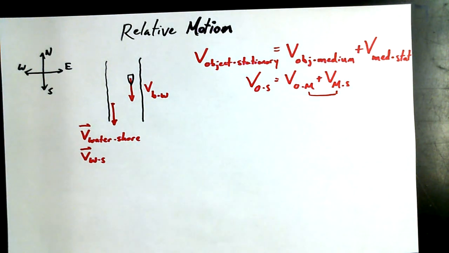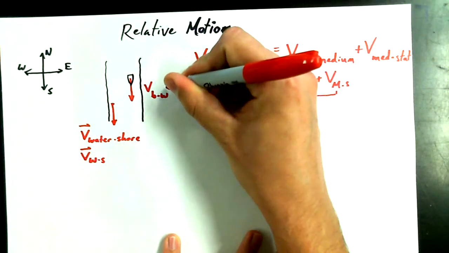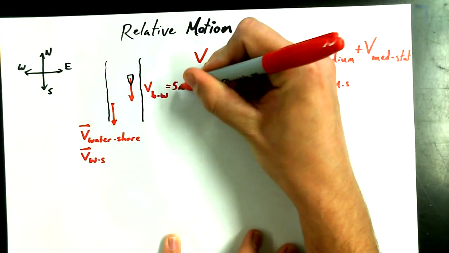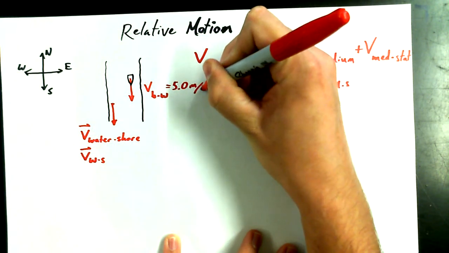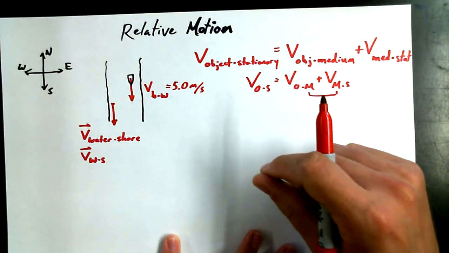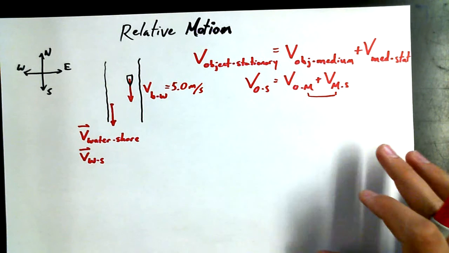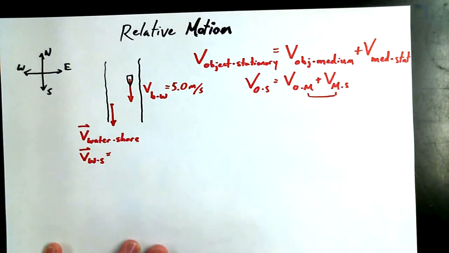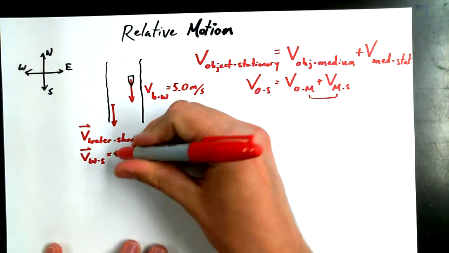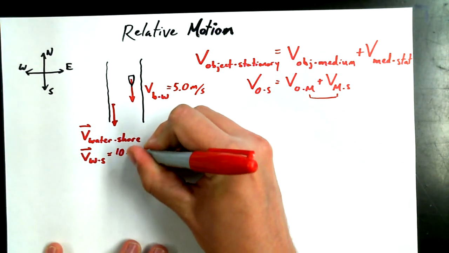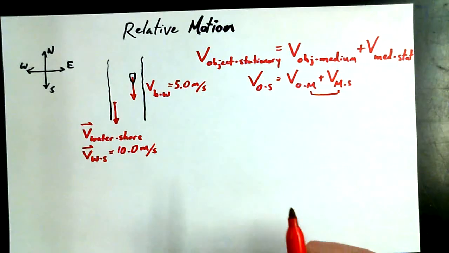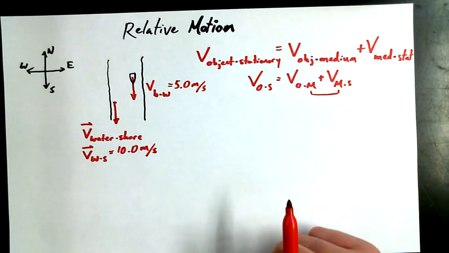I'm going to attach some numerical values to these. I'd like to say that the velocity of the boat with respect to the water, like if the water was stationary, would be 5.0 meters per second. We've got a motorboat, let's just say, and it can go at 5 meters per second. And for this particular river, I've sat there, I've figured out the flow rate of the river. It's got a velocity of 10.0 meters per second south, as indicated in the diagram. 10 meters per second south.